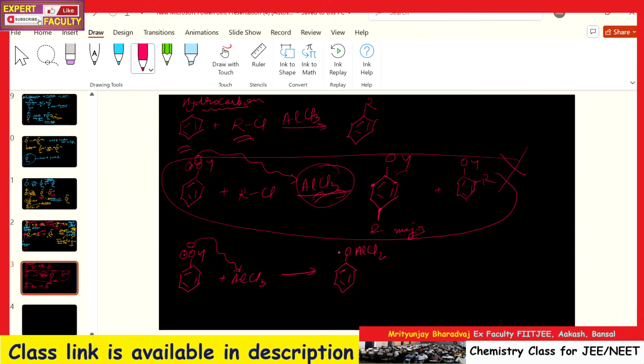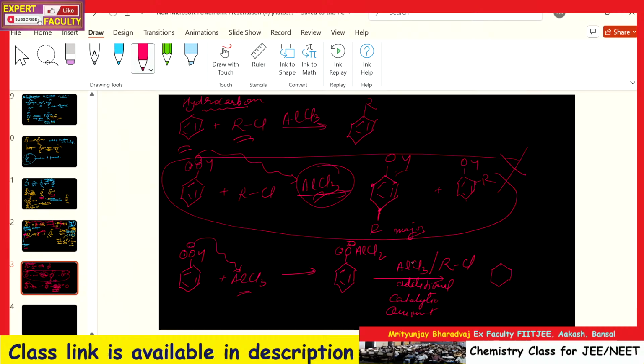So this will happen, and when the lone pair is donated, oxygen will get a positive charge. That positive charge will be removed, and from the AlCl3, Cl minus will be removed. So this will form. Now, first we need an equimolar amount of phenol and AlCl3, then an additional amount of AlCl3. This AlCl3 is what? Additional catalytic amount, along with RCl.